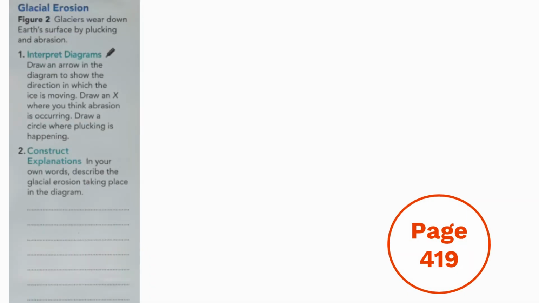Glacial erosion. Figure 2. Glaciers wear down Earth's surface by plucking and abrasion. Question 1. Interpret diagrams. Draw an arrow in the diagram to show the direction in which the ice is moving. Draw an X where you think abrasion is occurring. Draw a circle where plucking is happening. Question 2. Construct explanations. In your own words, describe the glacial erosion taking place in the diagram.